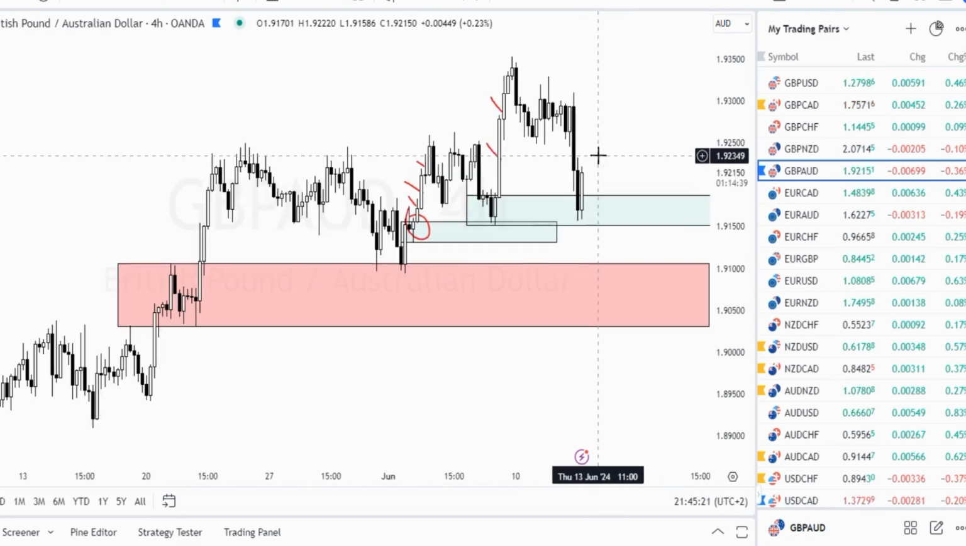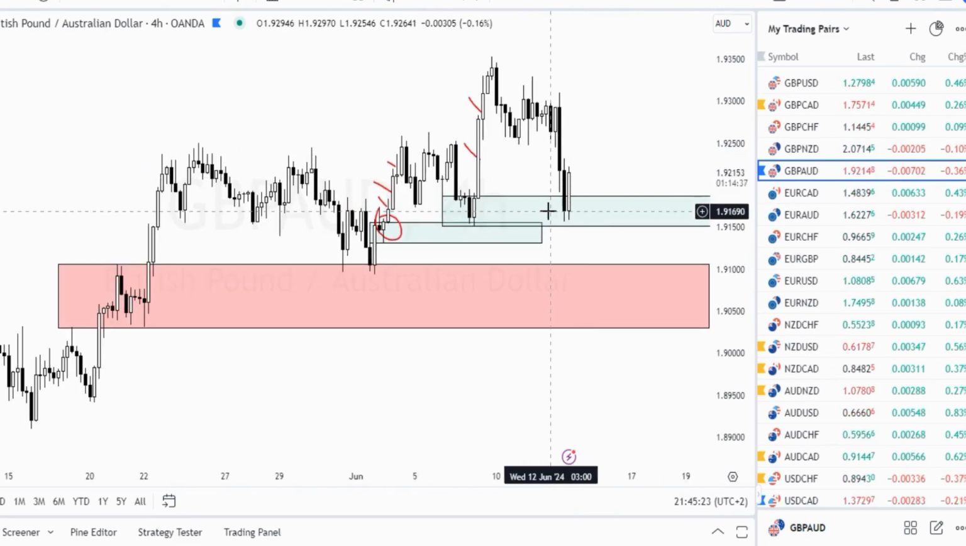I wait for these impulses and then I analyze them with my top down analysis. I go to the weekly, daily, monthly, and that's how I trade, and that's how you should do that as well. Okay guys, trading is one of the best professions in the world if you learn.